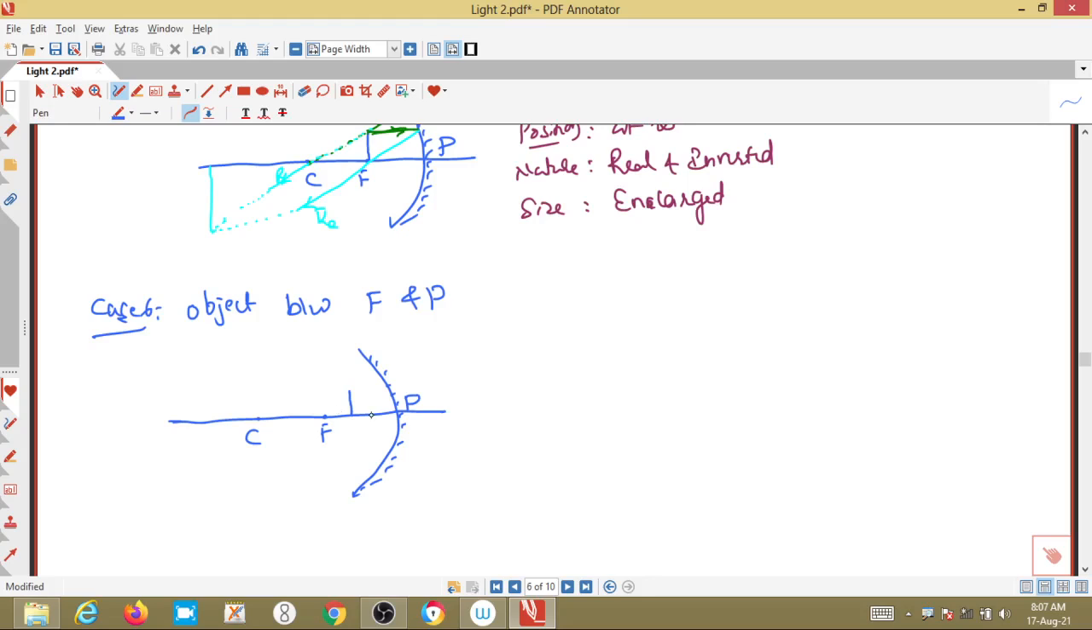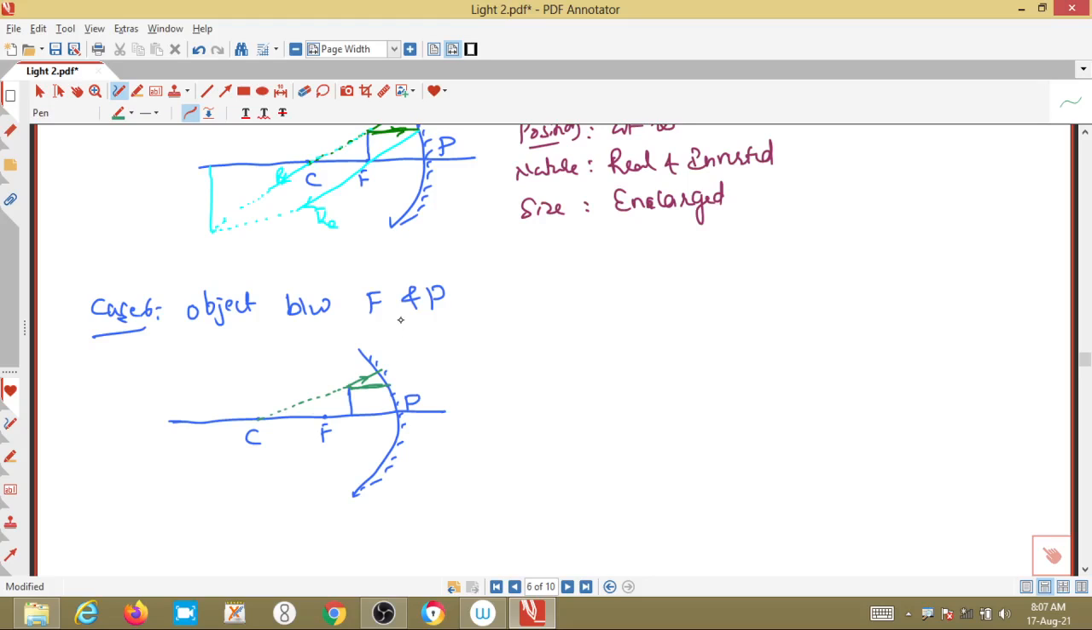So the object is in between F and P. Now how will the image be formed? See, I'll take the incident rays. One ray which is parallel to the principal axis, and one more ray from this point which appears to be passing through the center of curvature, that is the point C. Okay, clear?